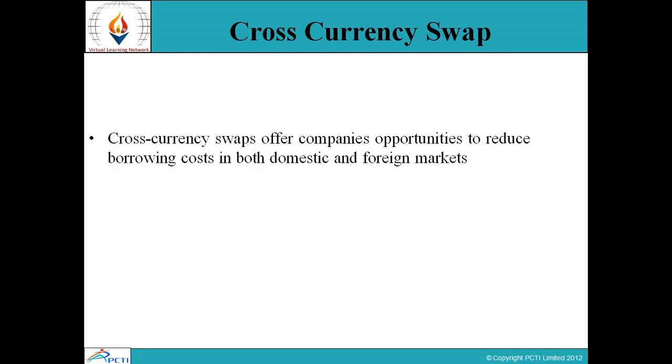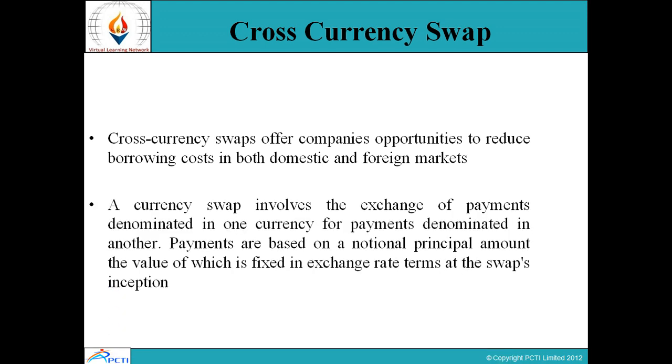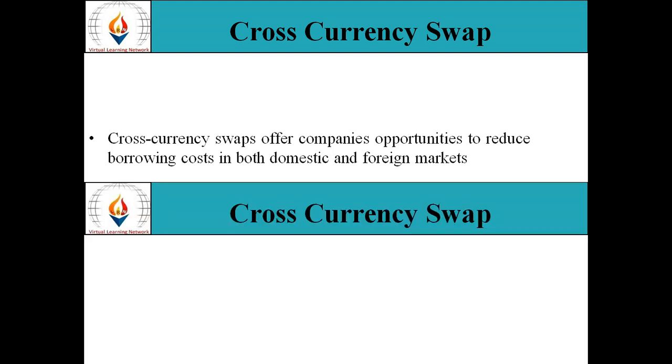Cross currency swap. Cross currency swaps offer companies opportunities to reduce borrowing cost in both domestic and foreign markets. A currency swap involves the exchange of payments denominated in one currency for payments denominated in another currency. Payments are based on a notional principal amount, the value of which is fixed in exchange rate terms at the swap's inception.